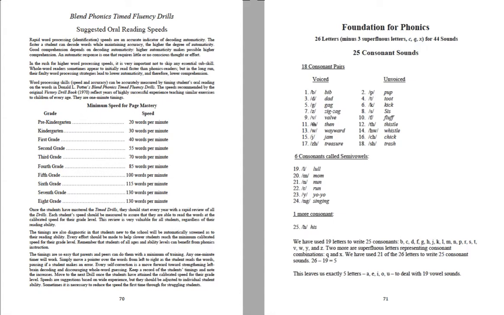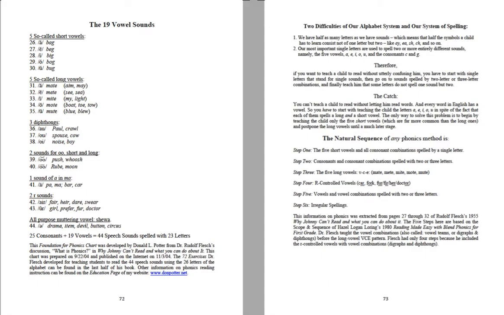The foundation for phonics on page 71 is, if you've never studied phonics, going to be like a college level course just in 3 pages. It comes out of Rudolf Flesch's book, Why Johnny Can't Read, and What You Can Do About It, published in 1955. Everybody should have a copy of that book. I have 2 very worn out copies and 1 precious copy with the dust cover, original print, first edition from my friend Sam, my late friend Sam Blumenfeld.